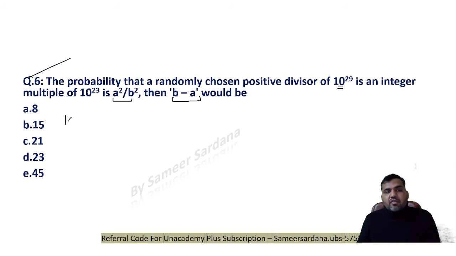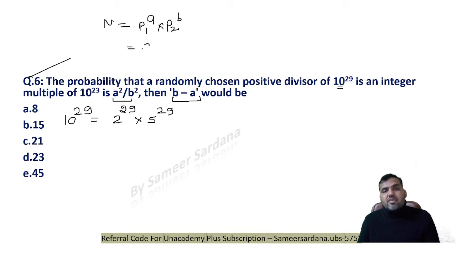See guys, if I want to find the total number of factors of 10 power 29, you should know how to find the total number of factors. This can be factorized as 2 power 29 multiplied by 5 power 29, right? Any number which can be written as p1 power a multiplied by p2 power b has the total number of factors (a plus 1) into (b plus 1).